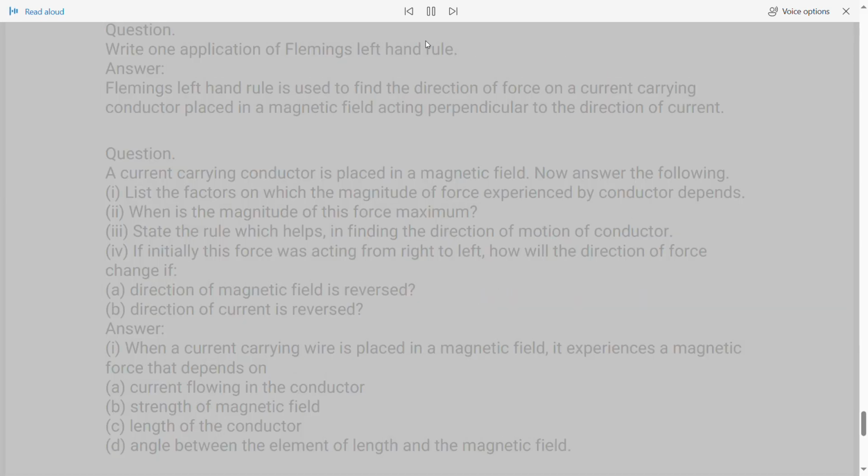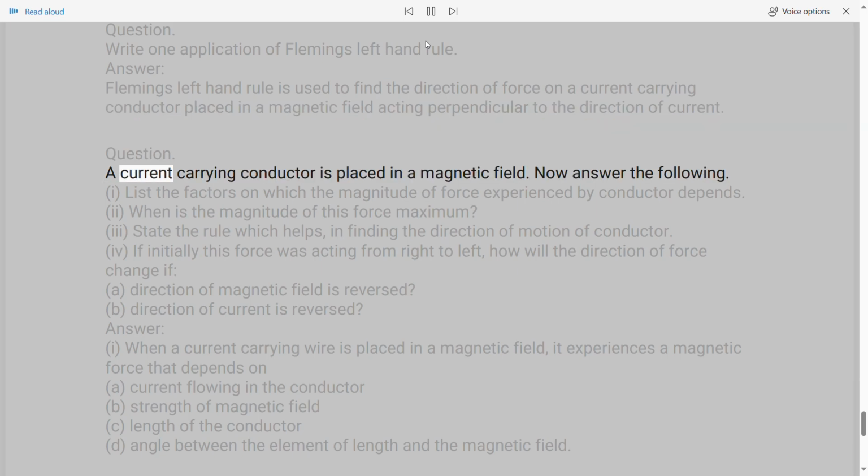Question. Write one application of Fleming's left-hand rule. Answer. Fleming's left-hand rule is used to find the direction of force on a current-carrying conductor placed in a magnetic field acting perpendicular to the direction of current.